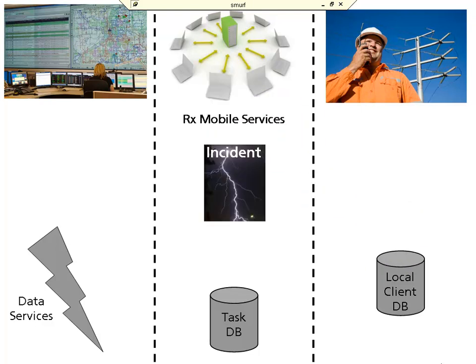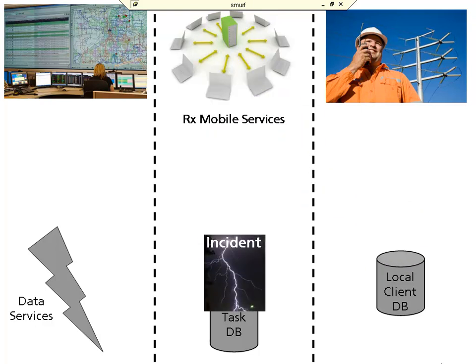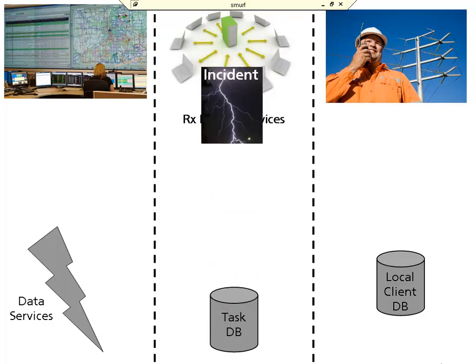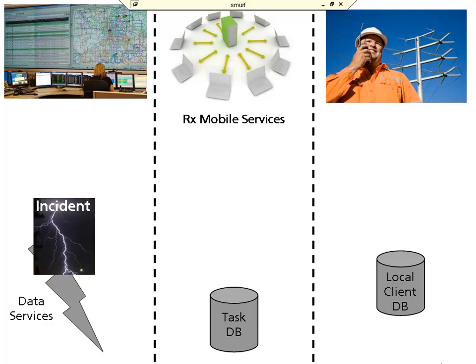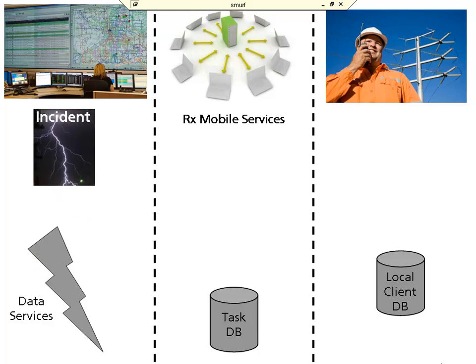So the changes to this incident again go through the mobile services and are written to the task database, and then the mobile services and data services will automatically pick up that there's a change and display this information back to the dispatcher. And this could happen once during the field guy updating the incident or multiple times. It's really just based on the workflow that you have set up.